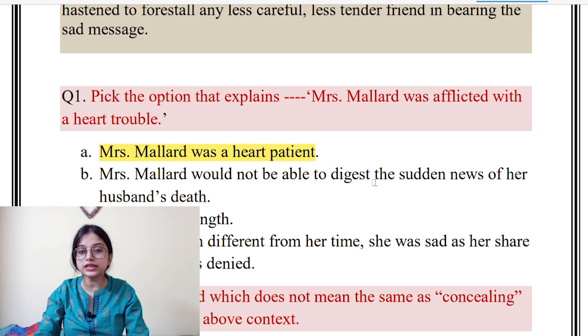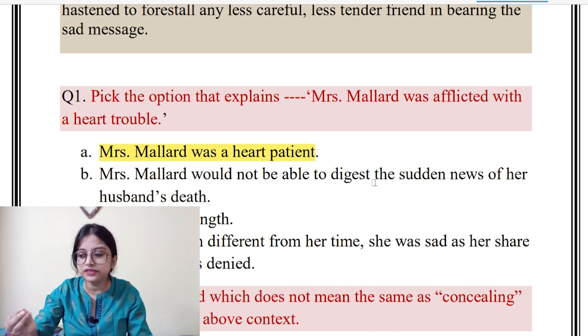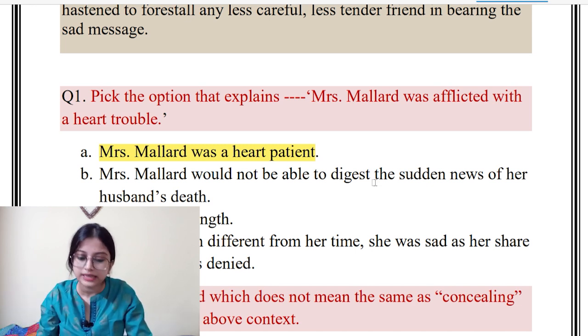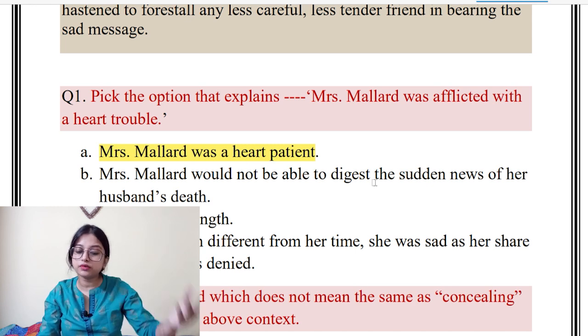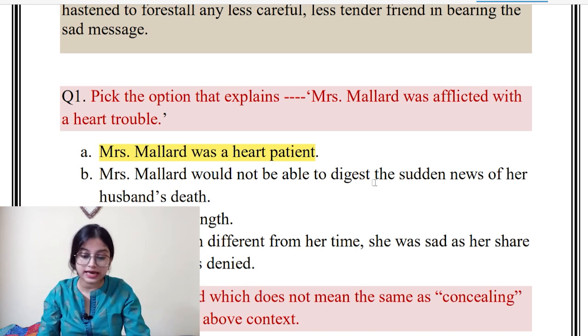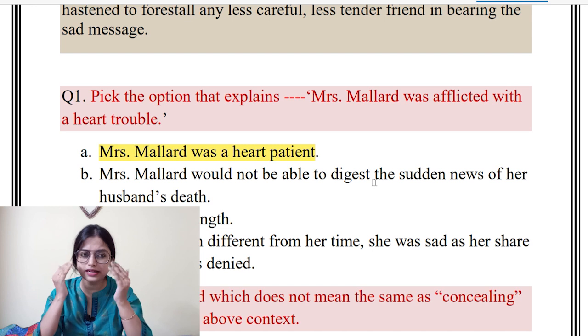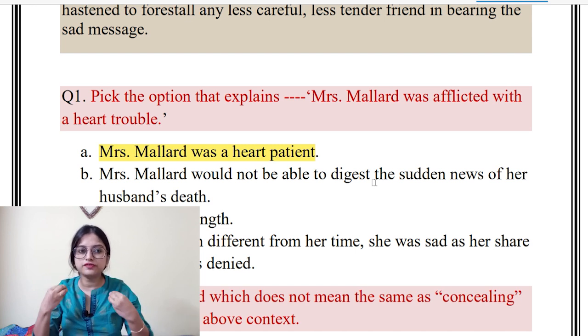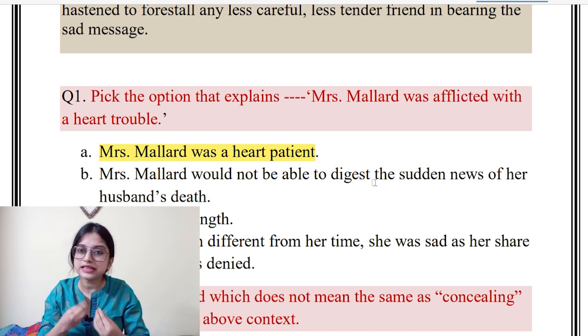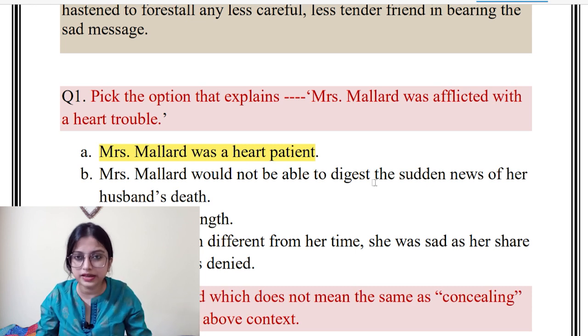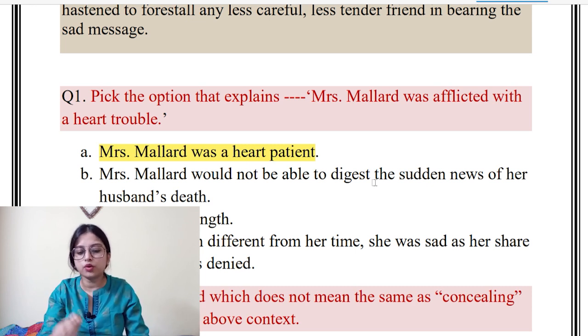Now if the question asks you to identify the symbolic meaning of this line, then you can say that being a woman different from her time, she was sad as her share of freedom was denied. And you know that heart trouble, that feeling in the heart, that being sad about being deprived of something, we can call it a symbolic significance, not the direct meaning.